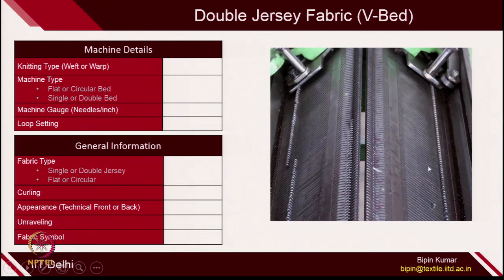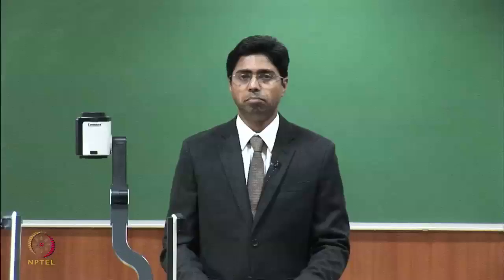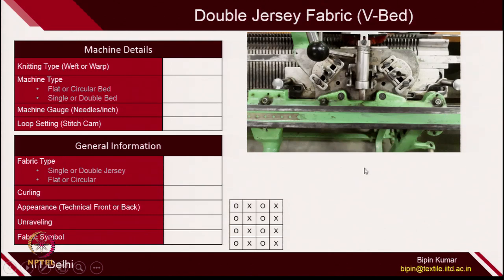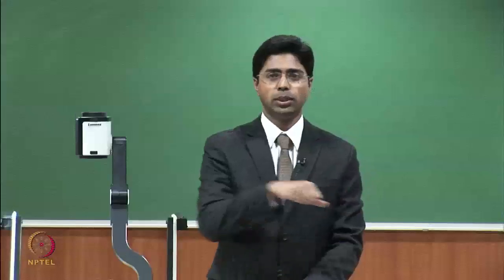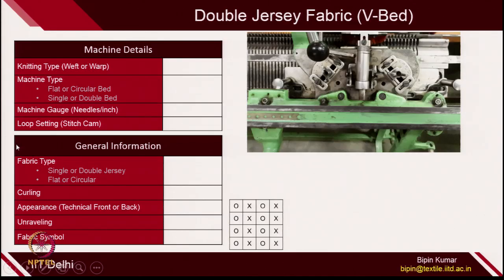The fabric is being created on this machine, which is the V-bed machine. Demo number 4 was all about the machine demonstration related to V-bed. In the V-bed machine, this is the front view of the cam jacket, which traverses the machine from left to right and right to left. The loop setting is again similar to knitting in flat bed. The stitch cam setting has to be adjusted so that you can control the loop length. I hope you remember this.